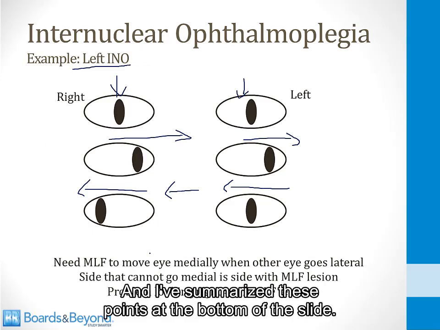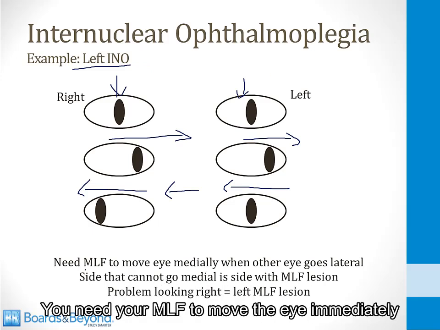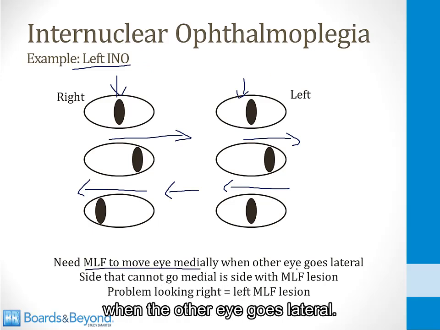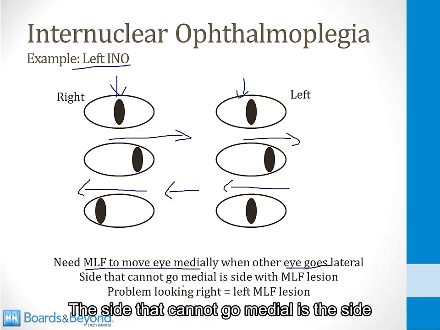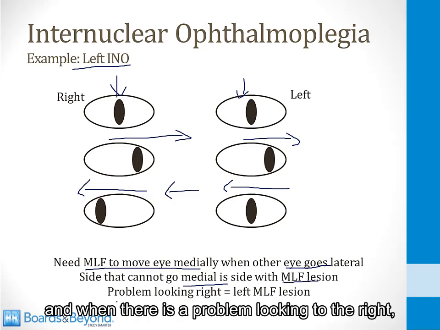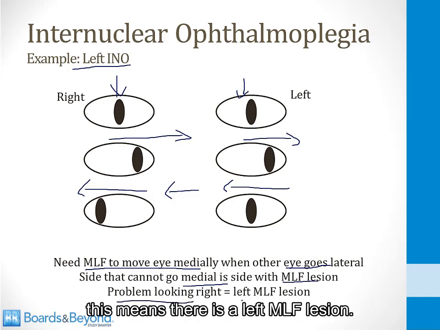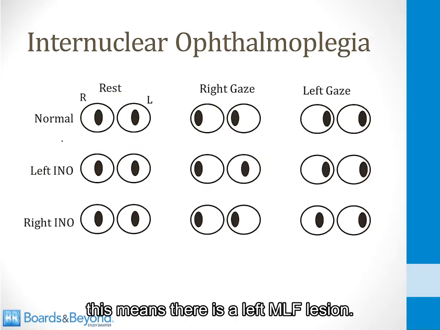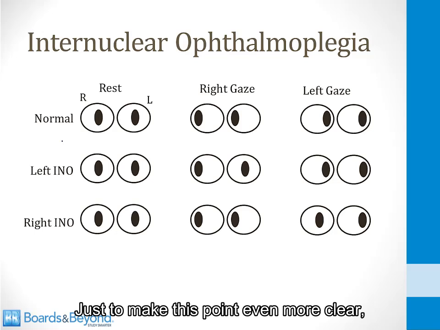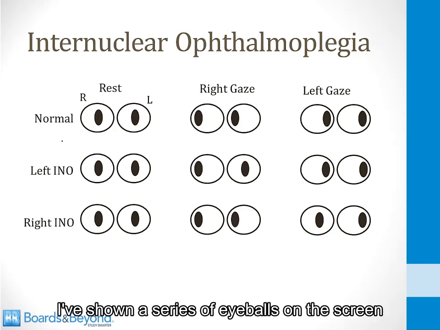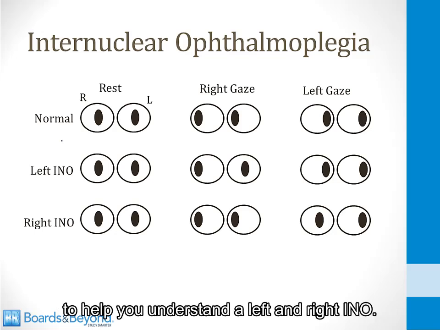And I've summarized these points at the bottom of the slide. You need your MLF to move the eye medially when the other eye goes lateral. The side that cannot go medial is the side with the MLF lesion, and when there is a problem looking to the right, this means there is a left MLF lesion. Just to make this point even more clear, I've shown a series of eyeballs on the screen to help you understand a left and right INO.